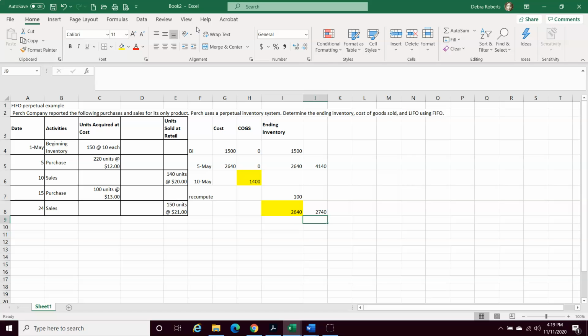But we're not done, because we have two more transactions. At the end of all of this, from May 1st to May 10th, we've got cost of goods sold at $1,400, and we have two layers of our inventory: what was left over from our beginning inventory, and our purchase on the 5th of May. Now we go to May 15th, and we're going to add another layer to our inventory. Again, we're not selling anything. So we're going to have inventory of 100 units multiplied times $13 each.